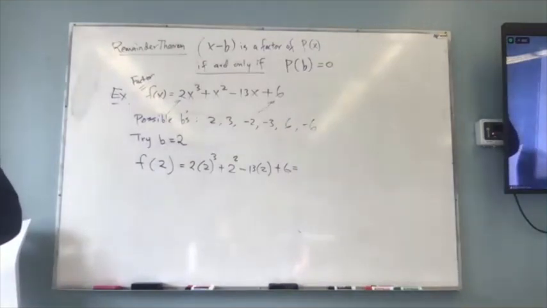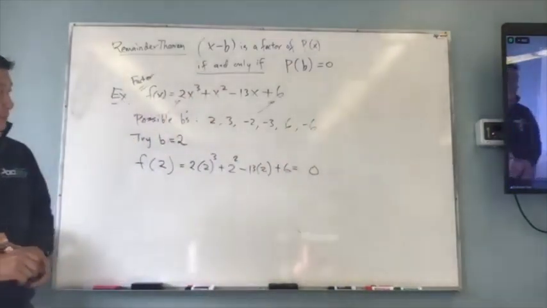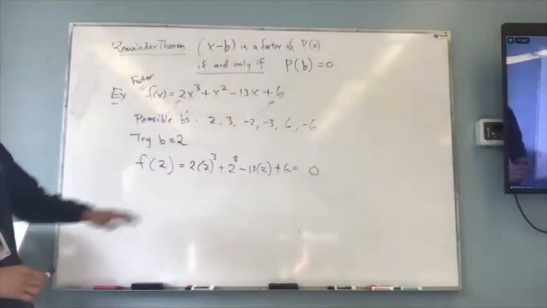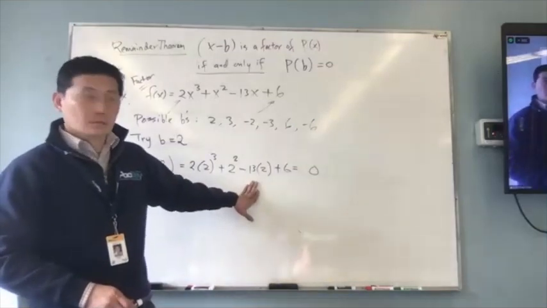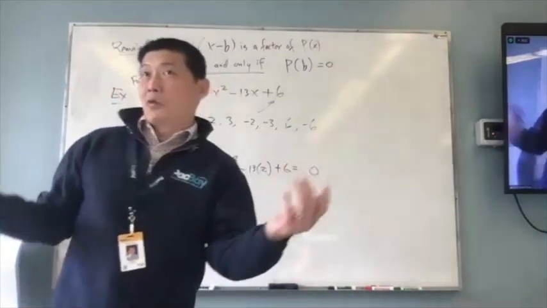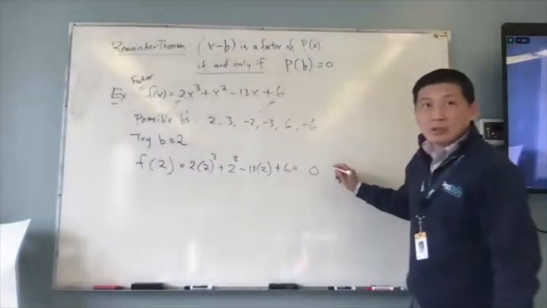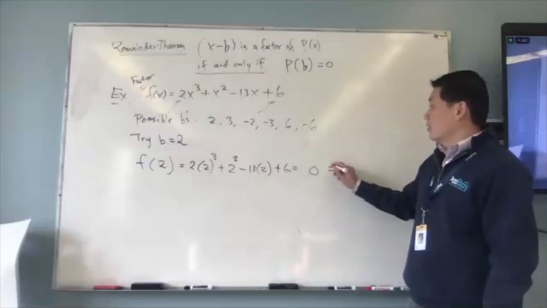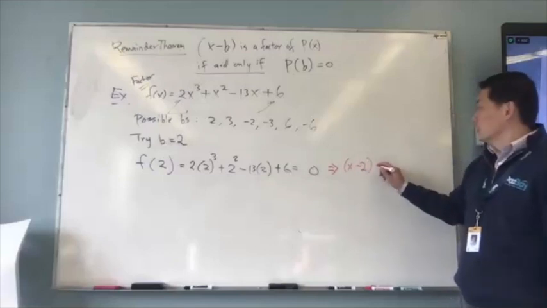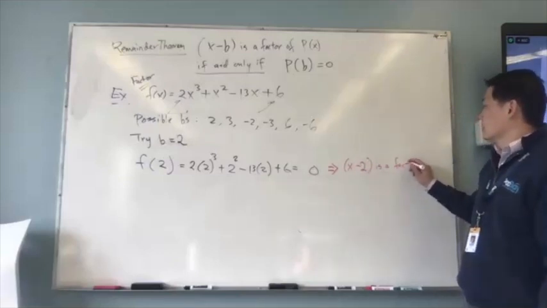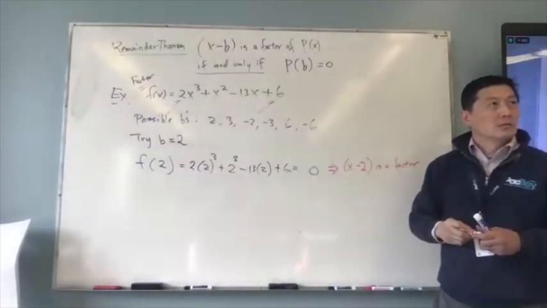Oh no, it works. It works? Yeah. Is it equal to 0? Well, 2 times 2 cubed gives you 16, then plus 4, then minus 26, which gets you -6, and -6 plus 6 is 0. So this very simply tells me that x minus 2 is a factor of this polynomial. We can test it out.